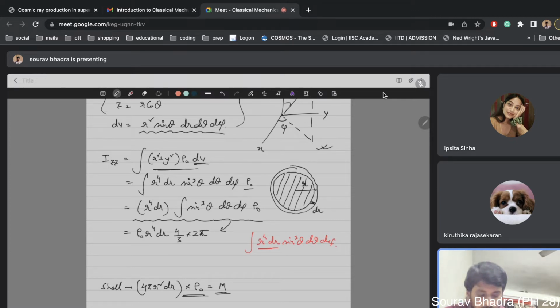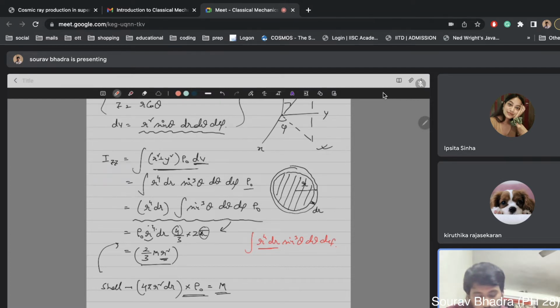Okay, let us call it m. If we substitute this in terms of m, then we will get the result as 2/3 m r square, where m is actually 4 pi r square dr rho 0. So of this 4 pi r square, you take r square with dr, so that you are left with one more r square. So that r square is here, and the numerical factor you can check. It will come as 2/3 m r square for the spherical cell.